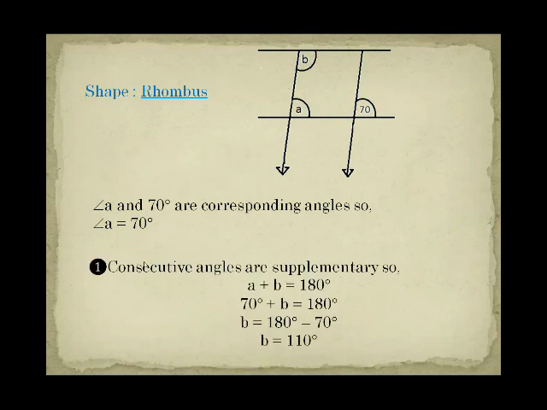Okay, the first property of the rhombus is the consecutive angles are supplementary. So here we write the angle A plus angle B is equal to 180 degrees. And from here we know that the angle A is equal to 70 degrees. So here we write 70 plus B is equal to 180 degrees, and here we find the value of B, which is equal to 180 minus 70. B is equal to 110 degrees.